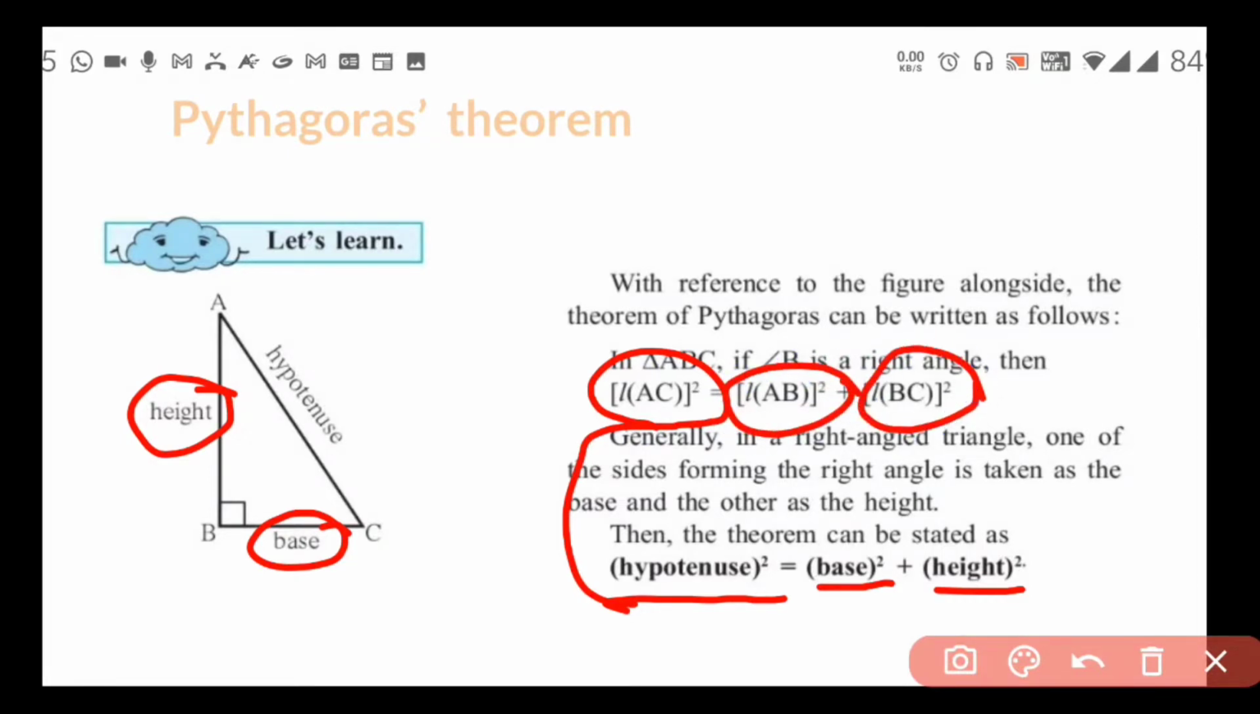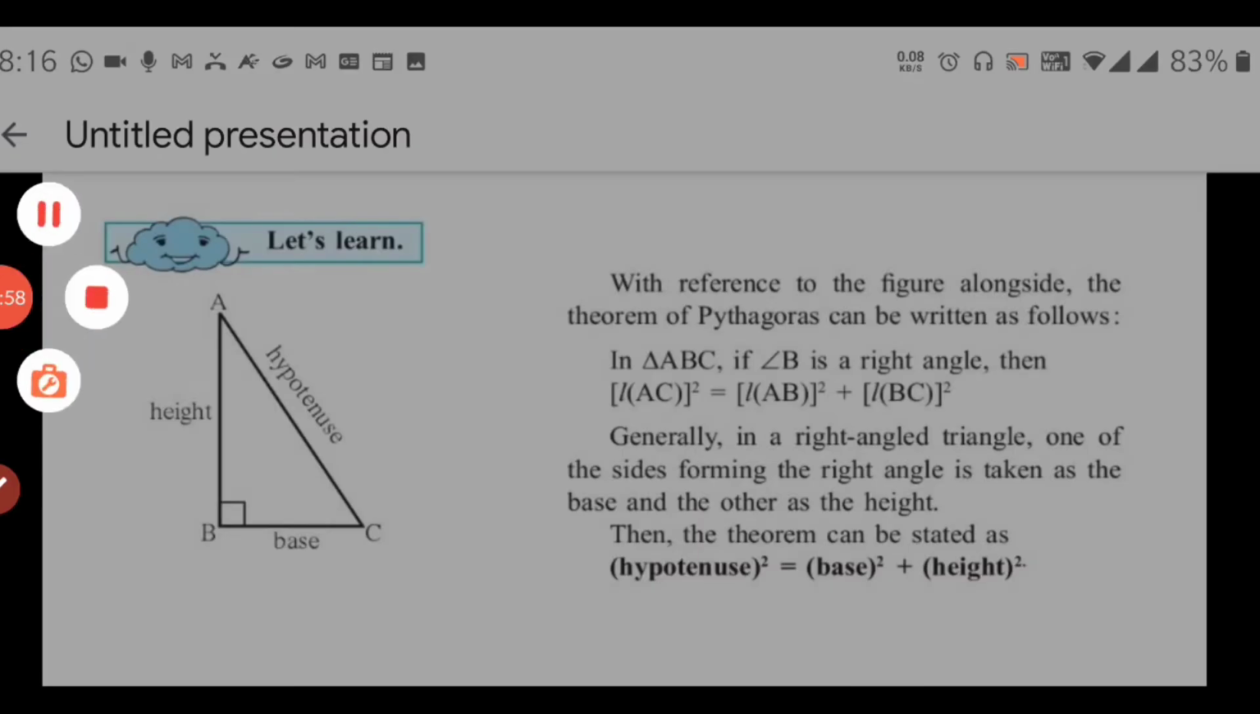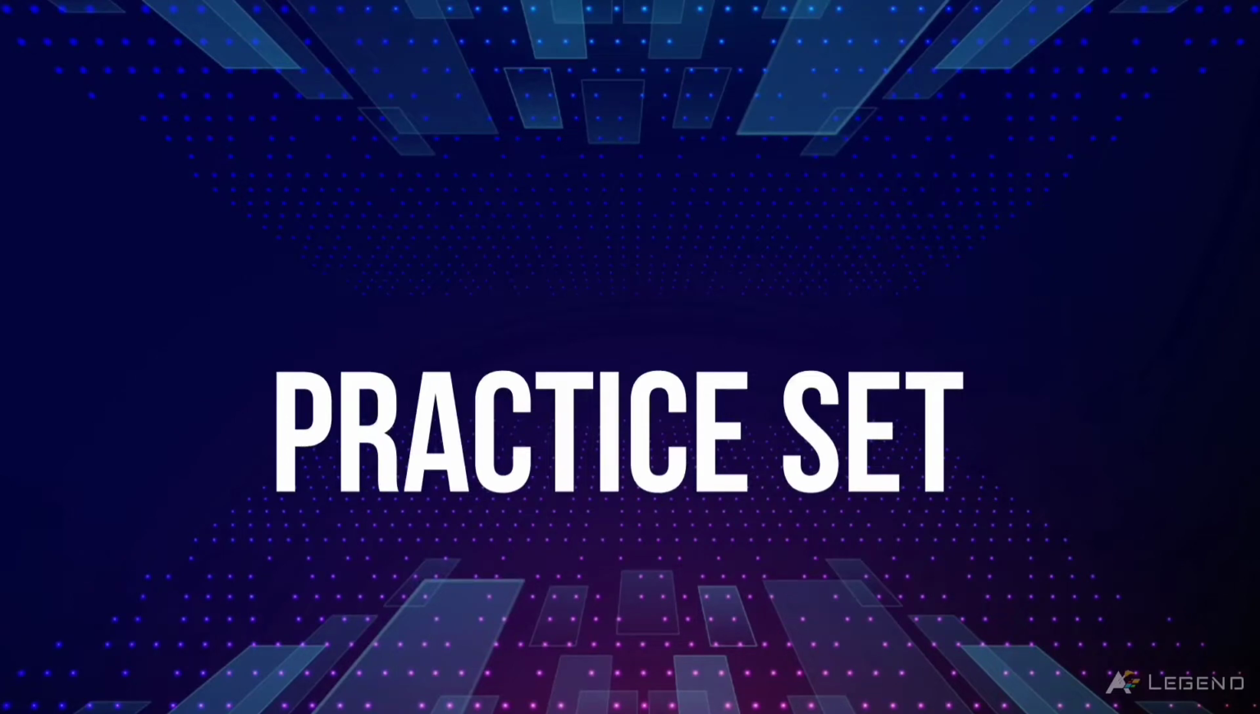In this way, we can apply Pythagoras theorem to any right angle triangle. But it is important to notice that Pythagoras theorem can be applied only to right angle triangle. It cannot be applied to any other type of triangle. So let us see how we can apply and how we can solve the sums based on Pythagoras theorem. So we will solve practice set. So now let's start practice set 48.